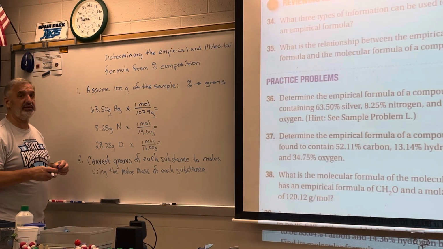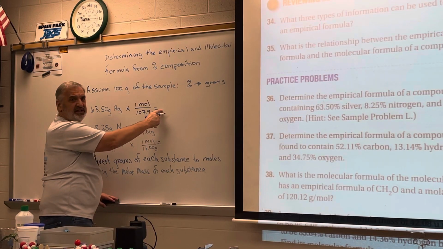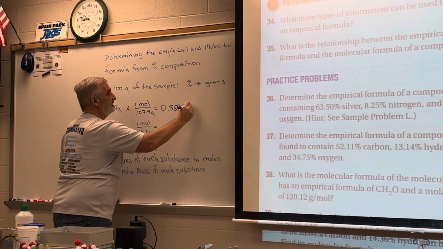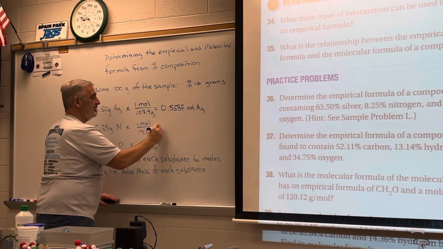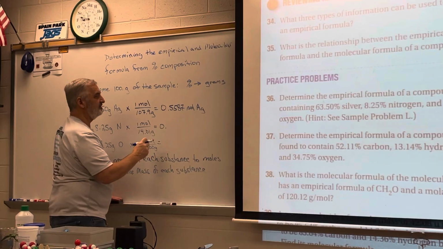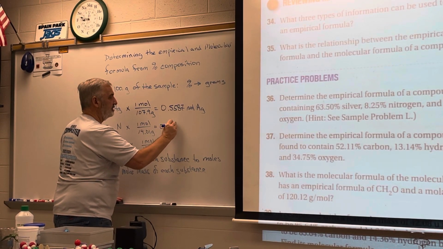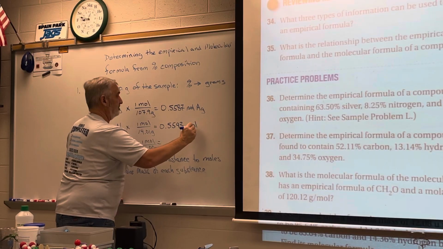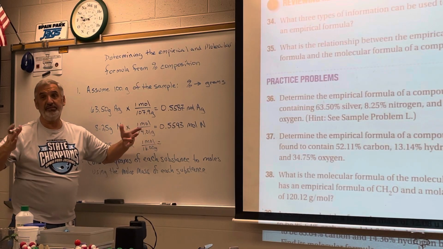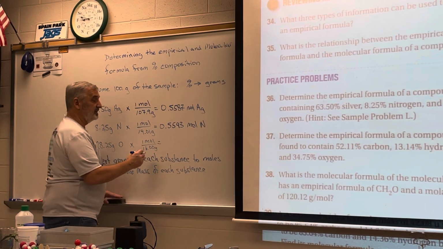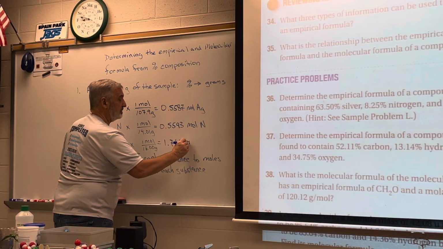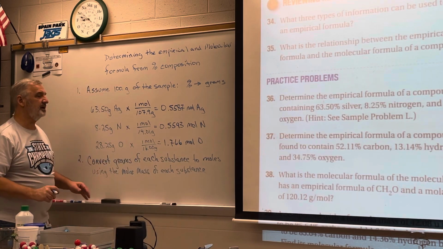So somebody read out the numbers that we got here. Was this 0.5587? 0.5587 moles of silver. This turned out to be 0.559 something, 0.5593. The other class somehow got 89 over here instead of 93, but it doesn't really matter. It's not going to affect anything. And the last number is 1.766 moles of oxygen. Okay?